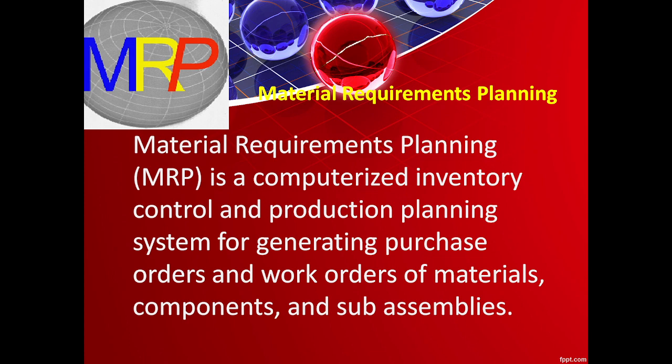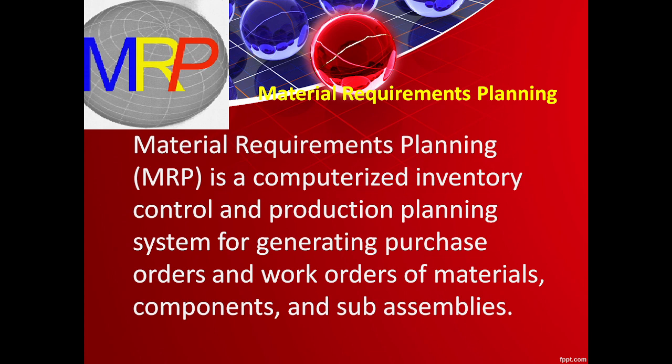And when we do material requirement planning, what kind of materials are required? Because material requirement planning is a computerized inventory control and production planning system for generating purchase orders and work orders of material components and sub assemblies. So whenever we are going with the production concept, under production or manufacturing, we would require raw material, we would require sub assemblies, we will require inputs.